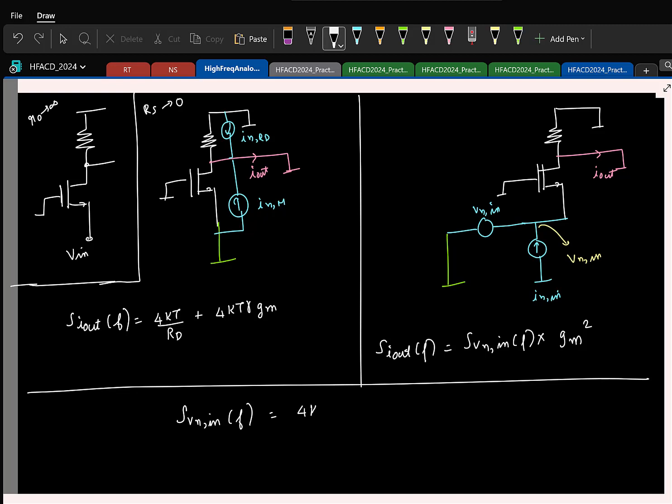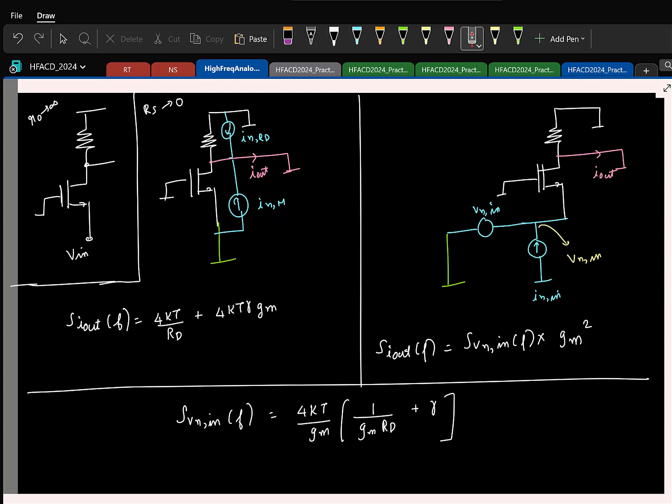This will be 4kT by Gm, 1 by Gm RD. Same thing, I'm dividing this by Gm square. No other change. Cool. So this is only the noise voltage.